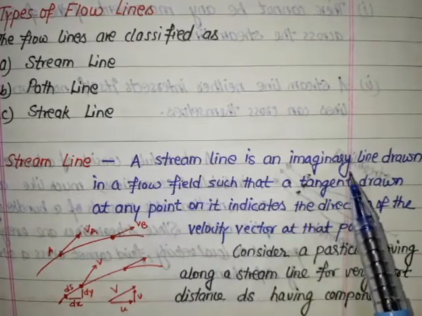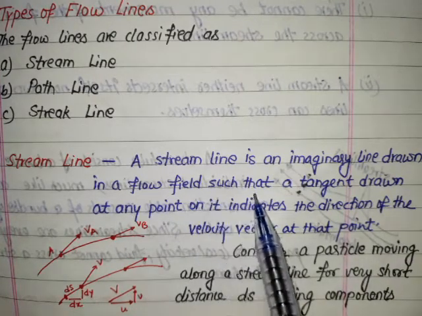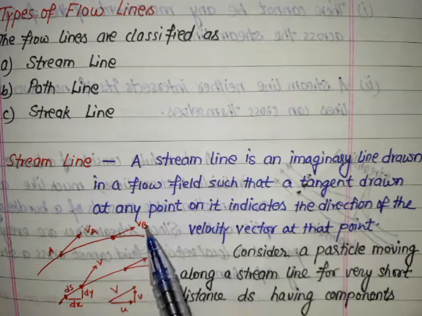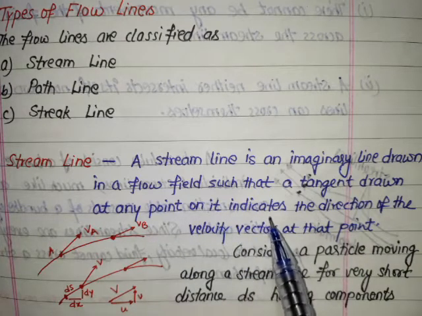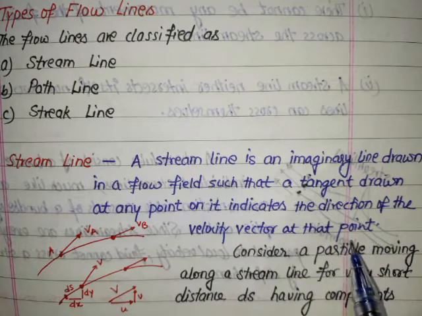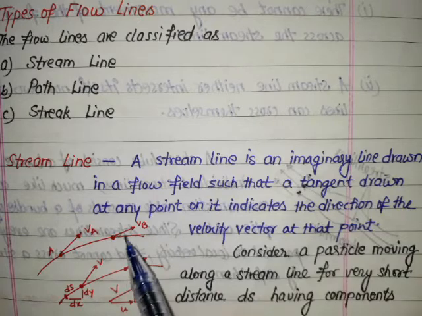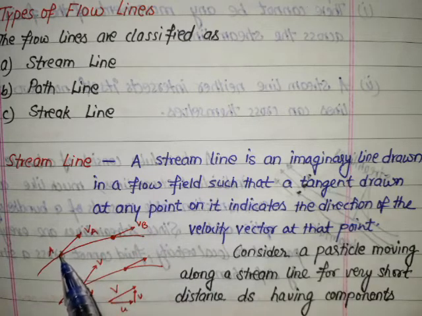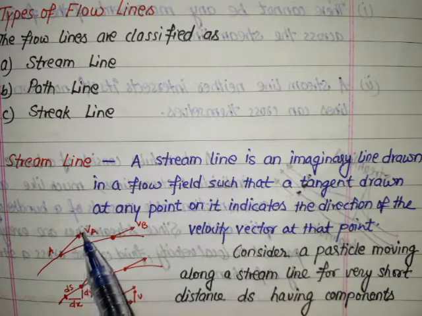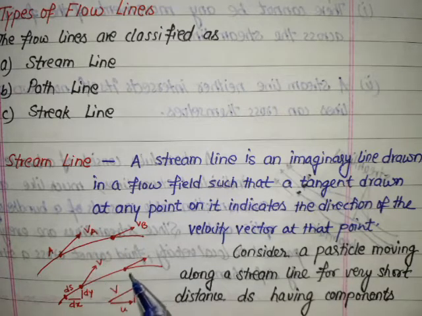A streamline is an imaginary line drawn in a flow field such that a tangent drawn at any point on it indicates the direction of the velocity vector at that point. Suppose the fluid is flowing through this path, and these are the fluid particles, and this is the tangential line which is drawn, which gives its velocity and its direction, and these are the streamlines.